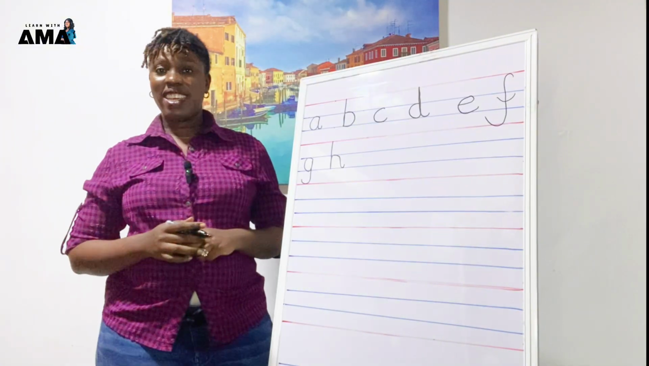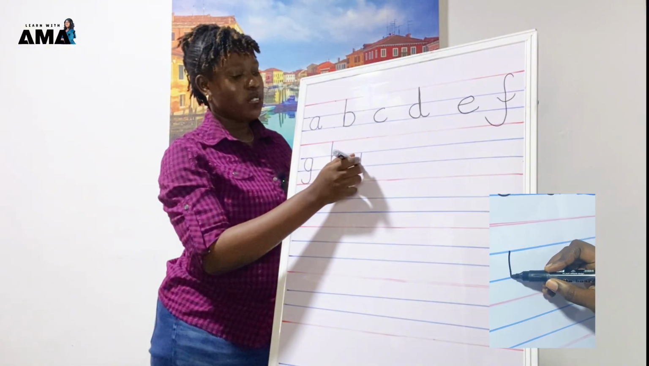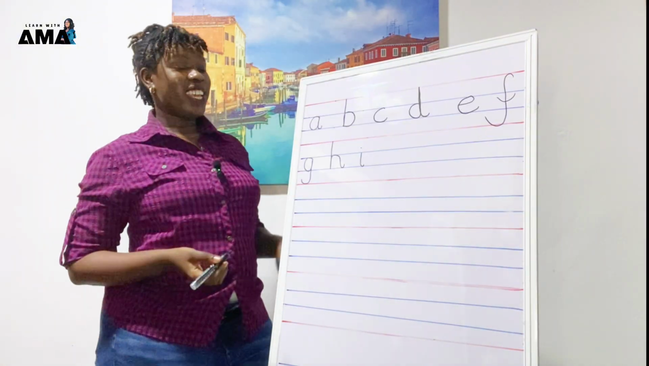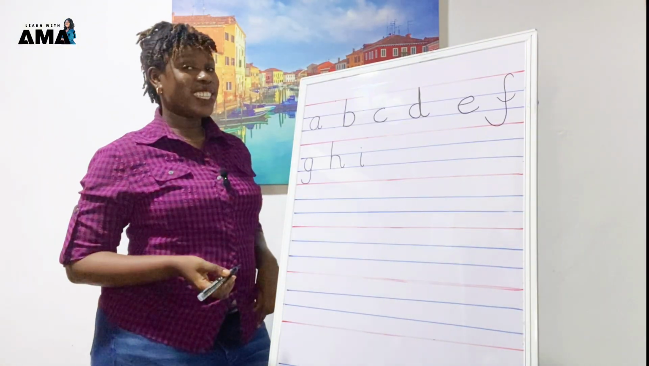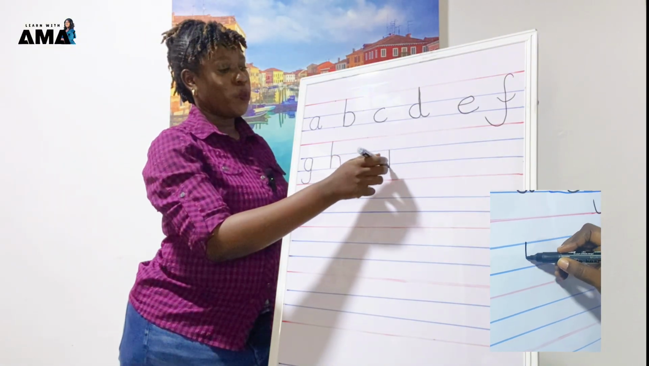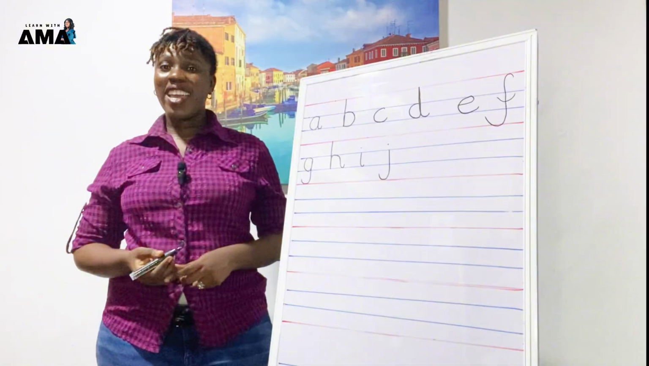That is an ascender. I, stroke down with a short flick and a dot on the head. That is another X height letter. Letter J, another descender. Down with a flick and a dot on the head.